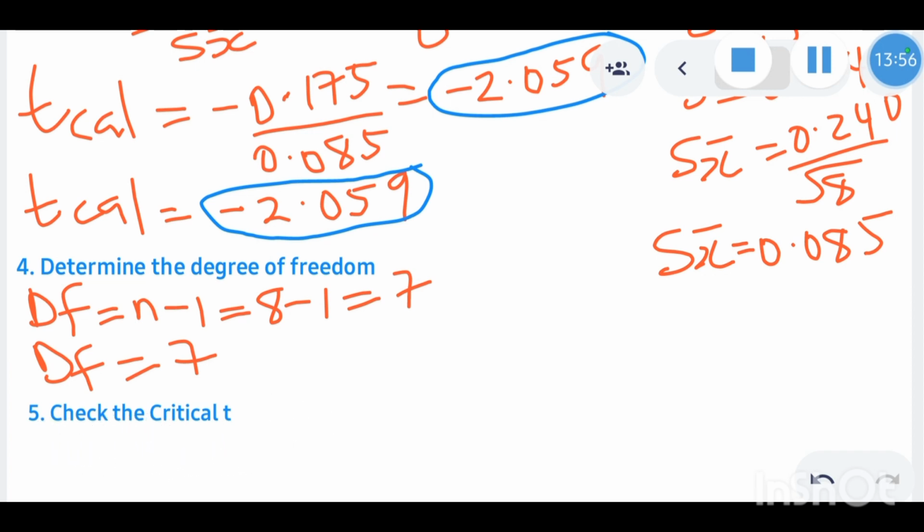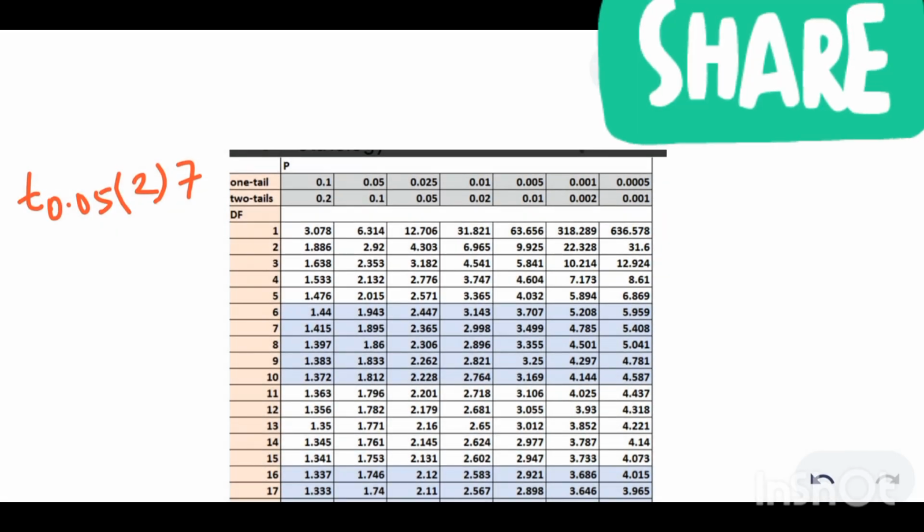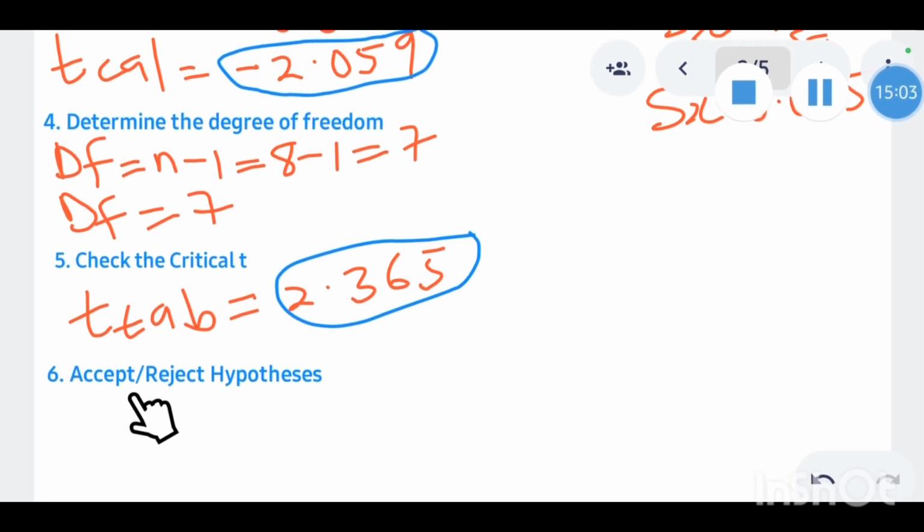The next step says check the critical t. Of course, that takes us to our t distribution table. This is our t distribution table. We'll see the p. P simply refers to the probability level or significant level. We're talking about 0.05 significant level, and since we're considering a two-tailed test, we are looking at 0.05 two-tailed. We trace 0.05 and then degree of freedom 7, and we trace it down to 7 and that gives us 2.365.